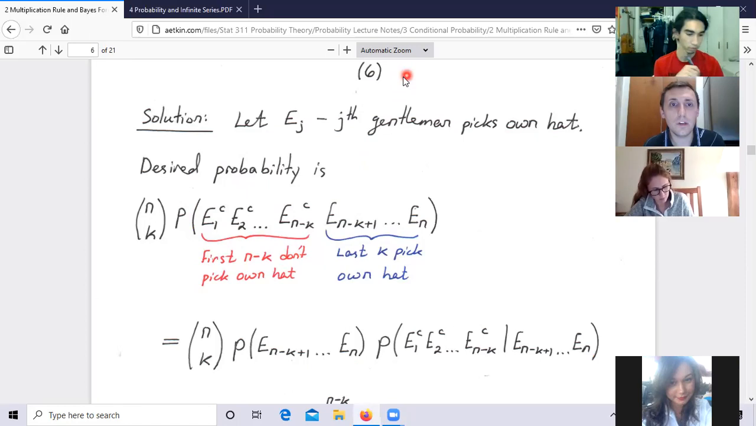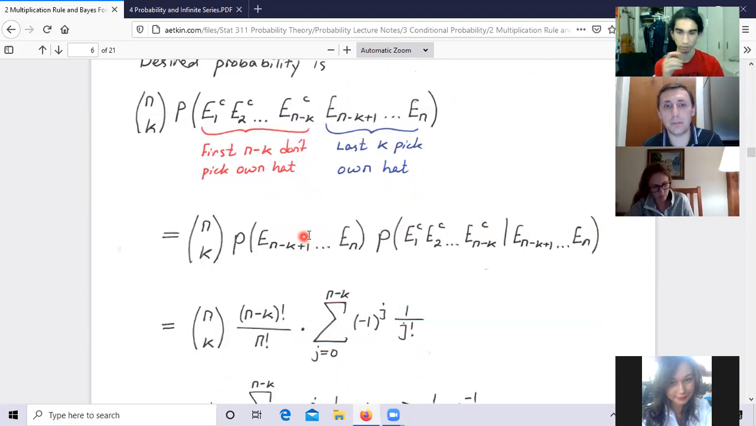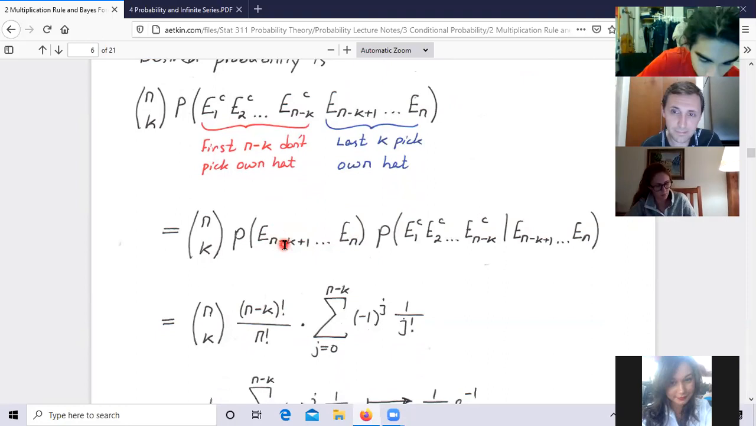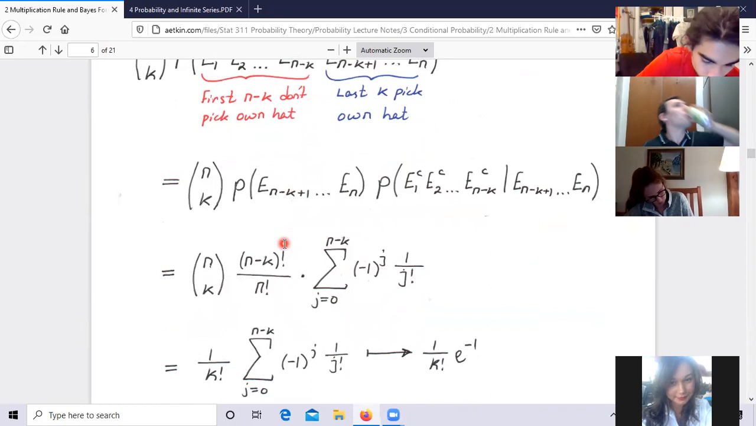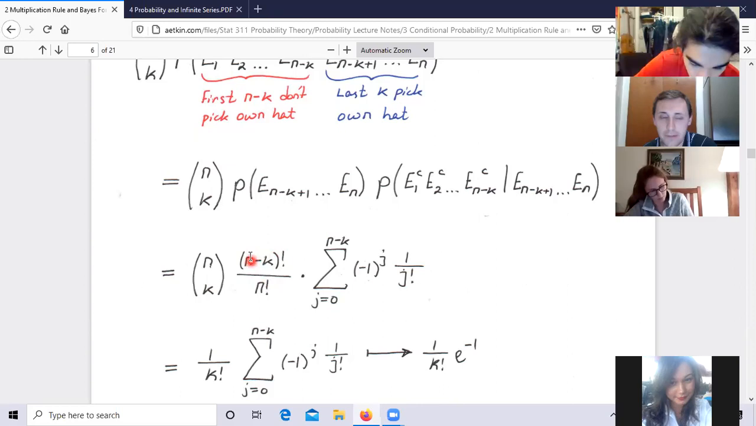So, what is this probability? What's the probability that gentlemen n minus k plus one all the way to gentleman n pick their own hats? It means clearly that there are k people here that pick their own hats and the remaining people can do whatever they like. You know it, right guys? So there are n minus k factorial over n factorial possibilities, yes? Good. You understand this part, guys.